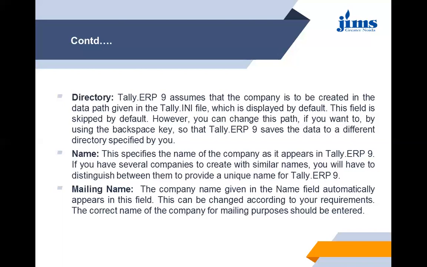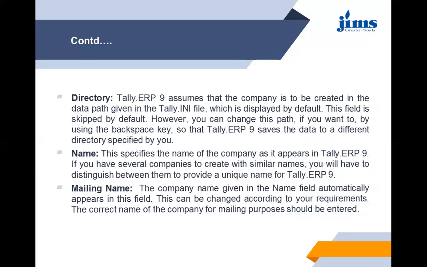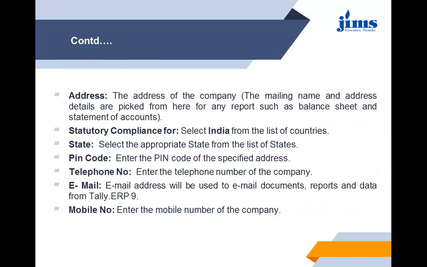Then mailing name: the company name given in the name field automatically appears in this field. This can be changed according to your requirements. A correct name of the company for mailing purposes should be entered. Then address of the company: mailing name and address details are picked from here for any report such as balance sheet, statement of accounts.